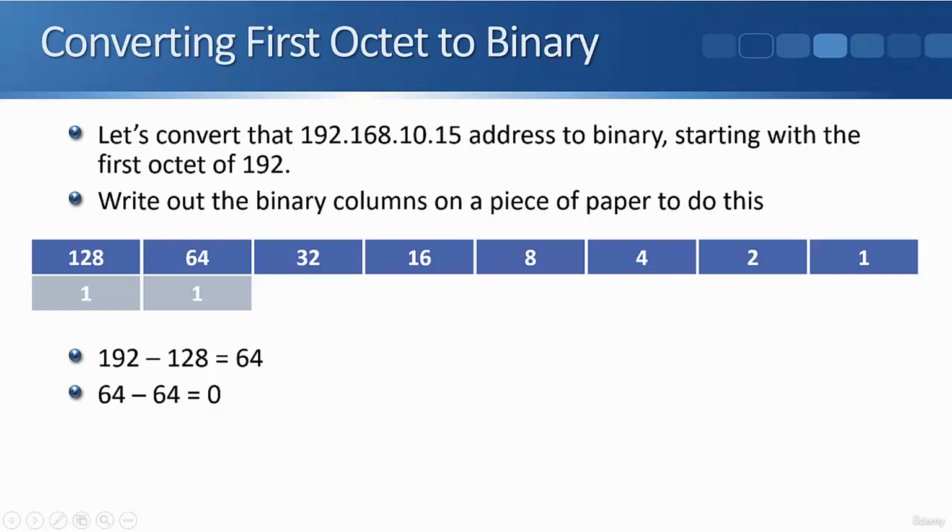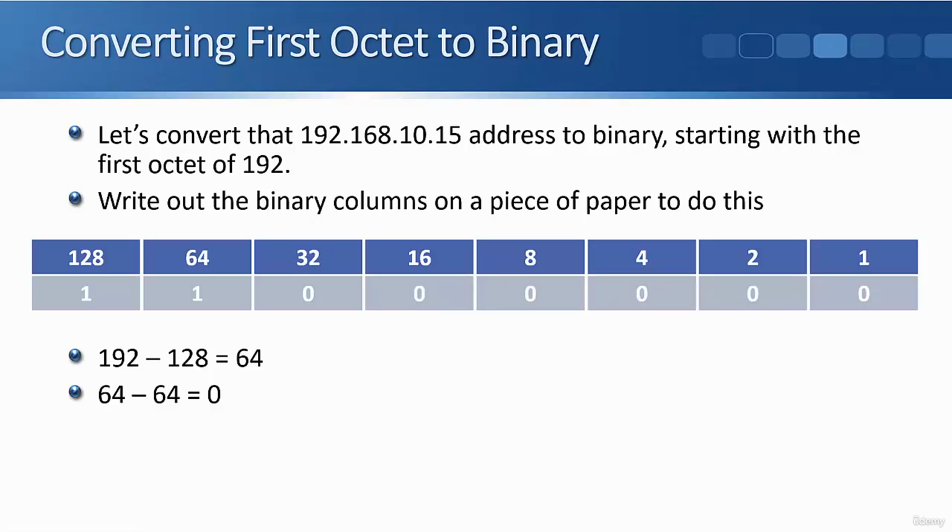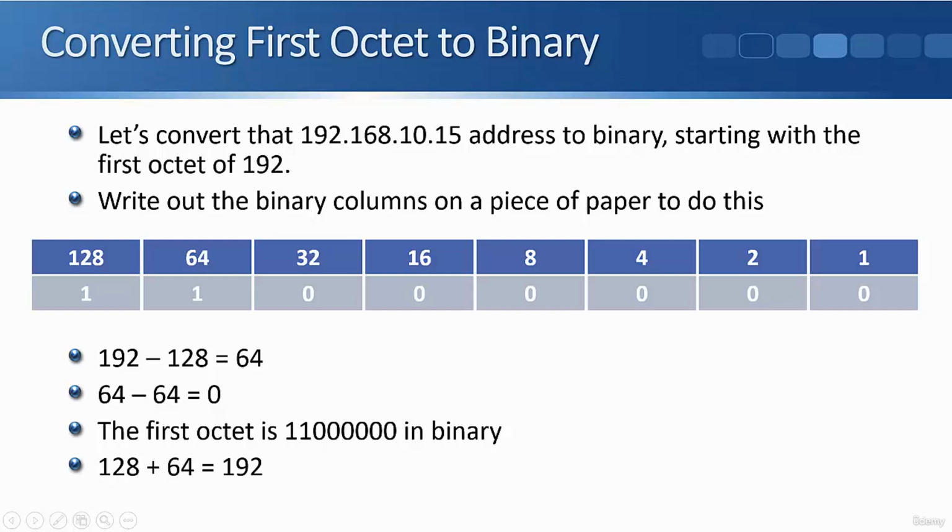Then does 32 go into 0? Obviously not, so we put a 0 there, and we've got 0 left, so we're going to have 0 on all of the rest of the columns. So 192 in binary is 11000000. To do a final check, add these digits together: 128 plus 64 comes up to 192, which is the value we wanted. So we know that we got that right.